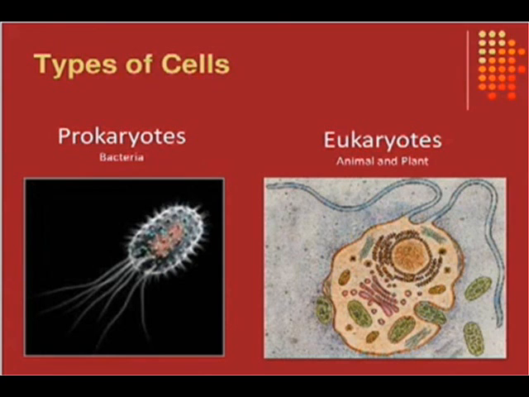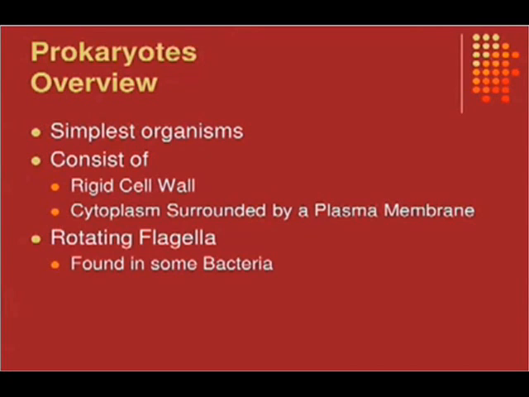Okay, the main two types of cells we will discuss today are prokaryotes, which are also known as bacteria, and eukaryotes, which are animal and plant cells. Okay, for a prokaryotic overview, they are the simplest organisms. They contain a rigid cell wall and have a cytoplasm surrounded by a plasma membrane. They also have rotating flagella. This is found in some bacteria, not all.